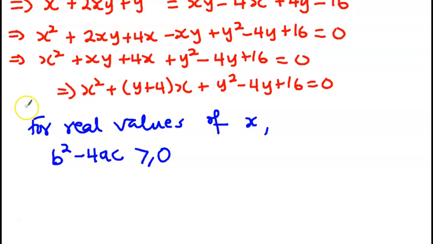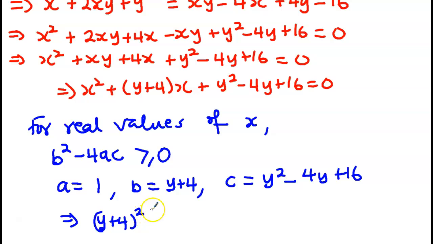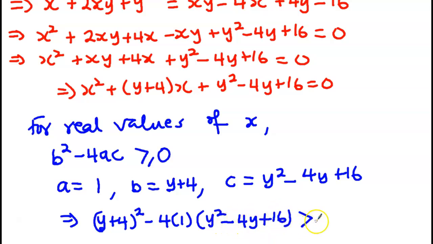So we go to the quadratic equation and find our a. A is the coefficient of the variable squared, so here it is 1. Then b, the coefficient of x, is y plus 4. Then c becomes the constant term, c is y squared minus 4y plus 16. So we are going to substitute them in this equation. We have (y + 4)² minus 4 times 1 times (y squared minus 4y plus 16) will be greater or equal to 0.